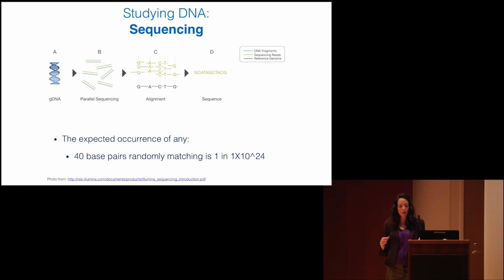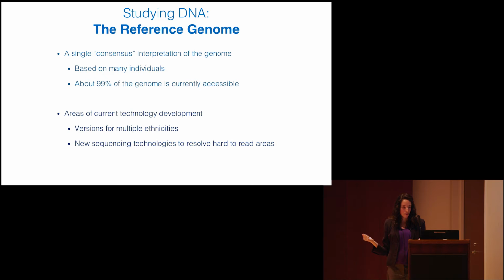And then this is a little bit about that reference genome that you use as the key to your code of where to put the puzzle pieces. It's a single consensus interpretation of the genome right now in its current incarnation. The current version is based on 13 different individuals that they piece together into one consensus. And right now, about 99% of the genome is included in the reference genome. So there are some areas that are still not accessible.